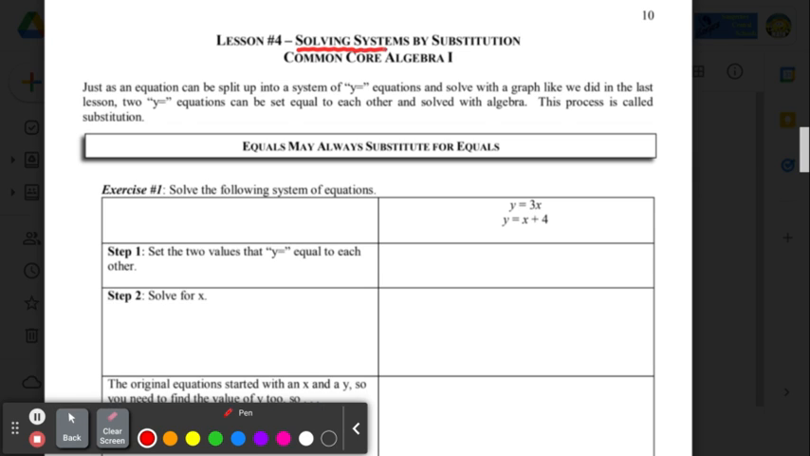Remember, systems are more than one equation. And we're going to use something called substitution. So you can use a graph or a table when the problem says solve it either graphically, or if the directions say just solve it. But if they say algebraically, unfortunately, that's your bet.